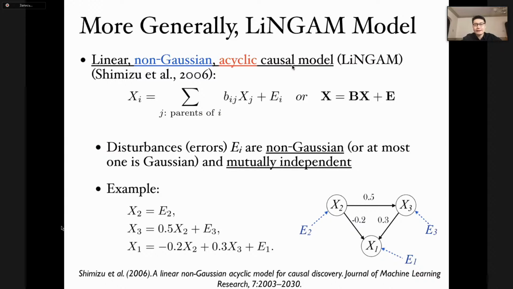So more generally, we have this linear non-Gaussian acyclic causal model, in which each variable is a linear function of its parents or direct causes and some independent noise. And in matrix form, we have this. This x is a vector of all variables. x is B times x plus e. And right here, B is called the causal adjacency matrix, or weighted causal adjacency matrix. So B has b_ij as entries. And we assume the disturbances or noise terms or errors are non-Gaussian, or at most one of them is Gaussian. And clearly, we assume they are mutually independent, as we just saw from the assumptions for functional causal models.